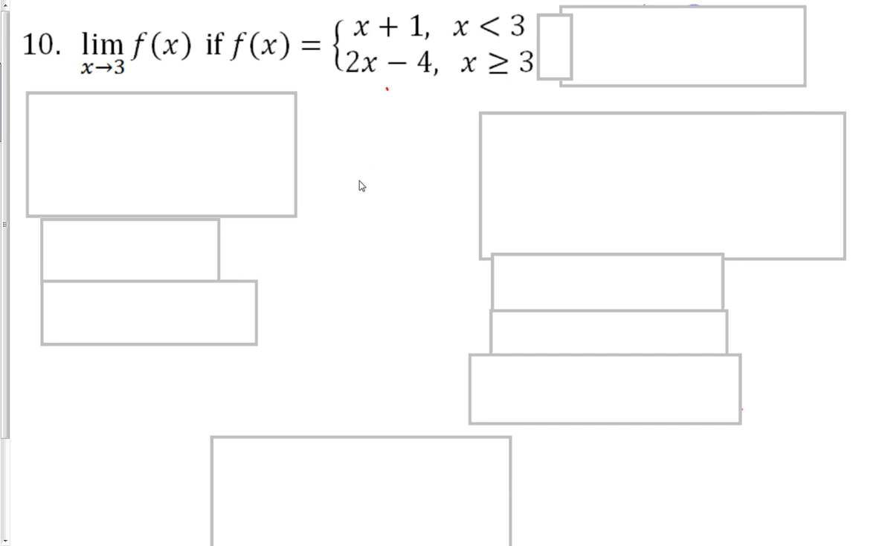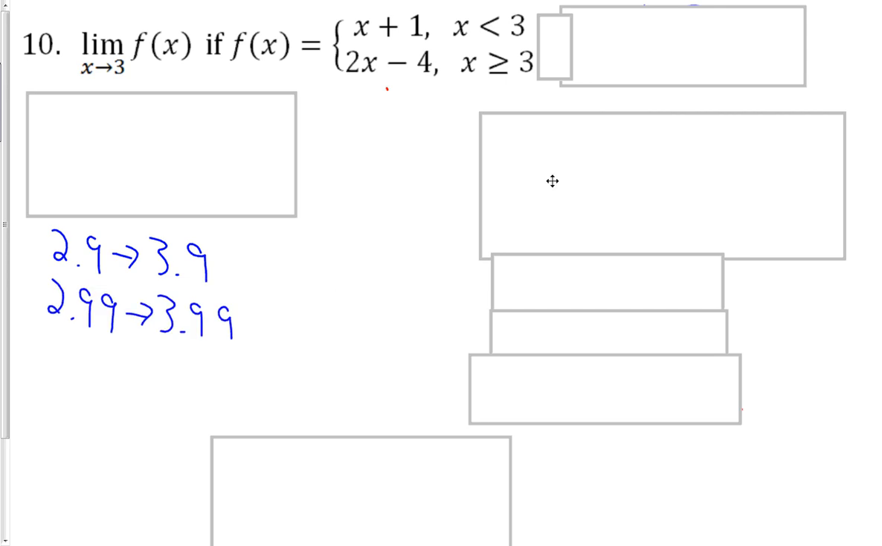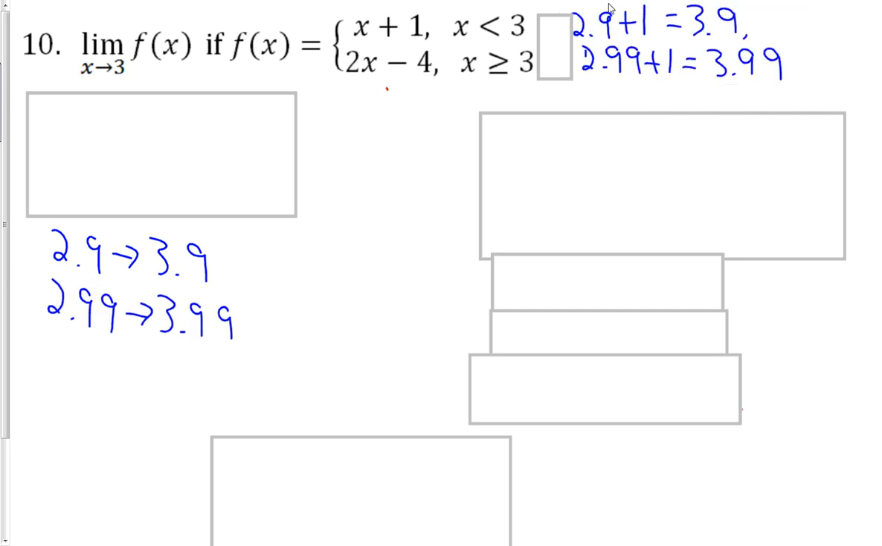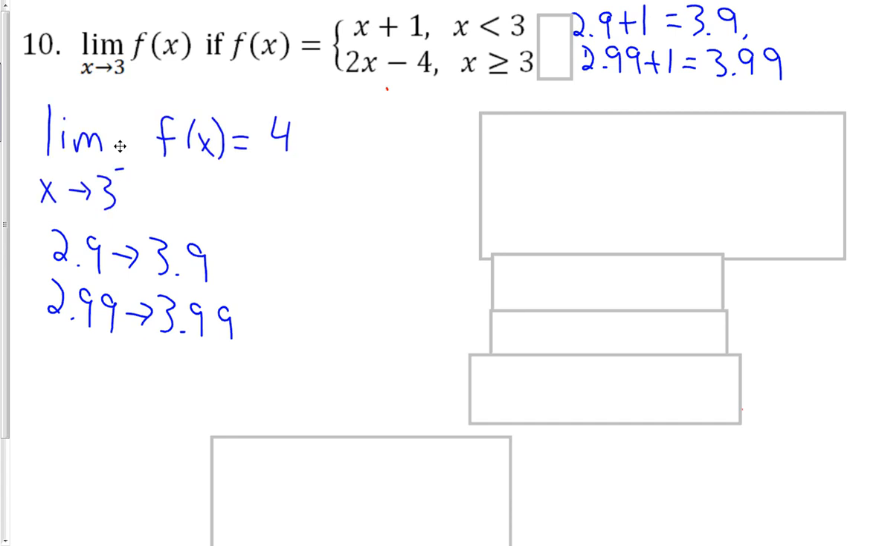And one more piecewise function to finish it off. A non-graph piecewise function: limit of f of x, where f of x is x plus 1 for x less than 3 and 2x minus 4 for x greater than or equal to 3. So on the left side, less than 3, we have 2.9, 2.99, and when I plug them in, 2.9 plus 1 is 3.9, 2.99 plus 1 is 3.99, just getting closer and closer to 4. So we'll say the limit as x goes to 3 from the left is 4.